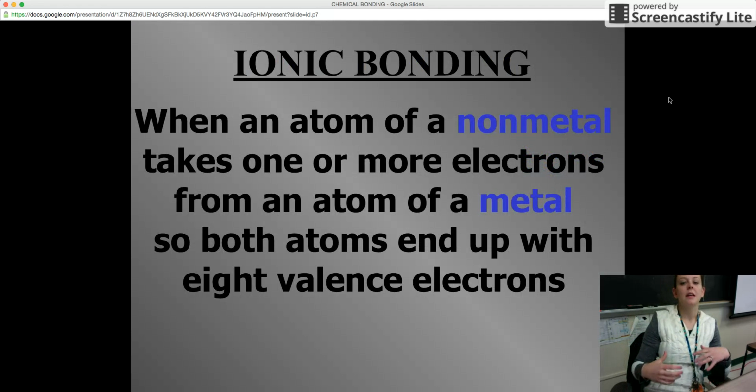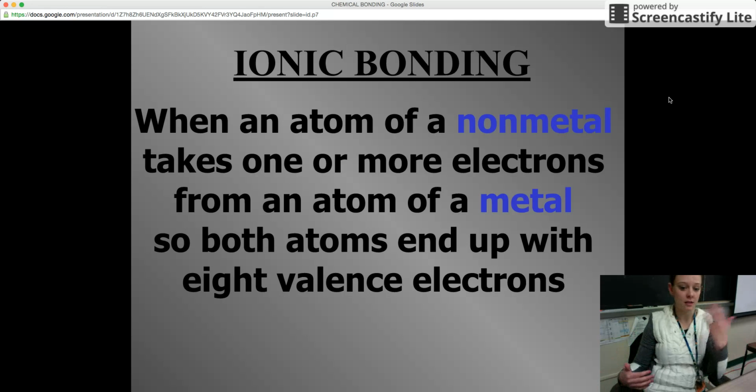Ionic bonding is a really common type of bonding, and it's when we have an atom of a nonmetal combining with an atom of a metal. What they want is to both have 8 valence electrons, or the same number of electrons that a noble gas has, something like helium or neon or argon. They'll try to get rid of or gain valence electrons in order to have that number of electrons.